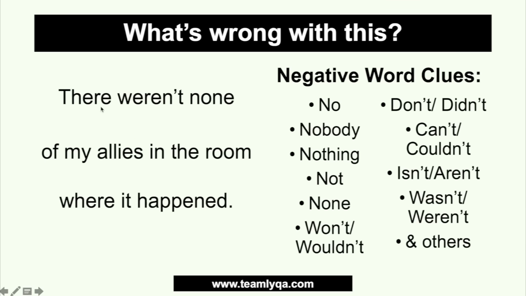Na magpapapalit nung ibig sabihin nung negative word clue. So in this case, sabi, there weren't none of my allies in the room where it happened. So yung weren't already means were not. And then you have none pa. So ibig sabihin nun, negative to, negative pa yan. So sa Tagalog, para sinabi mo na, walang wala akong mga allies in the room where it happened.